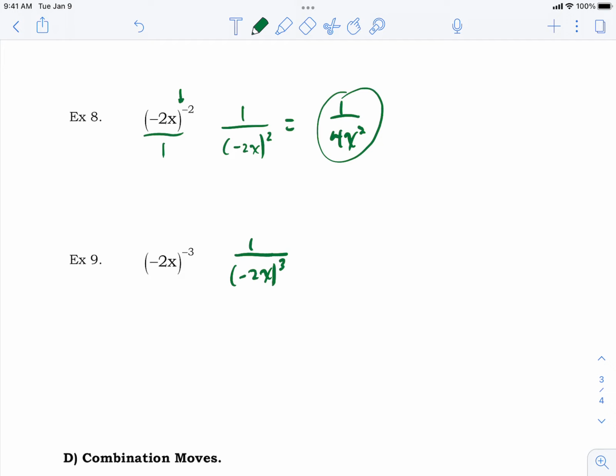And now I have to make 3 copies of a negative 2x, which means I have to do this times this times this. So you get 1 over negative times negative is positive, times negative again is negative. 2 times 2 times 2 is 8. x times x times x is x cubed.